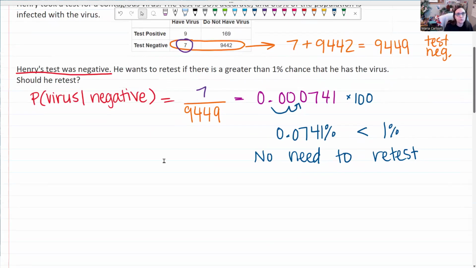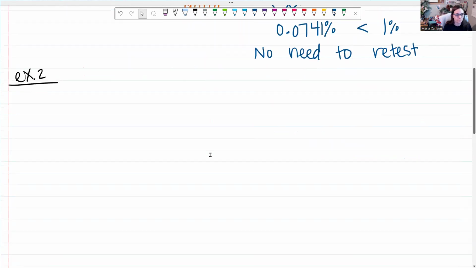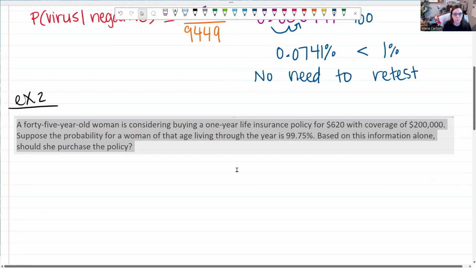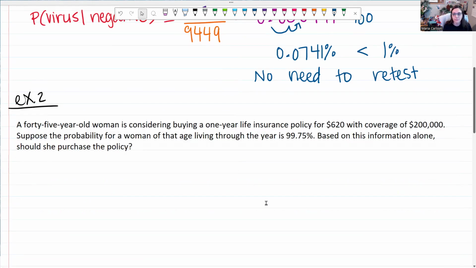All right, example 2. A 45-year-old woman is considering buying a 1-year life insurance policy for $620 with coverage of $200,000. Suppose the probability for a woman of that age living through the year is 99.75%. Based on this information alone, should she purchase the policy?